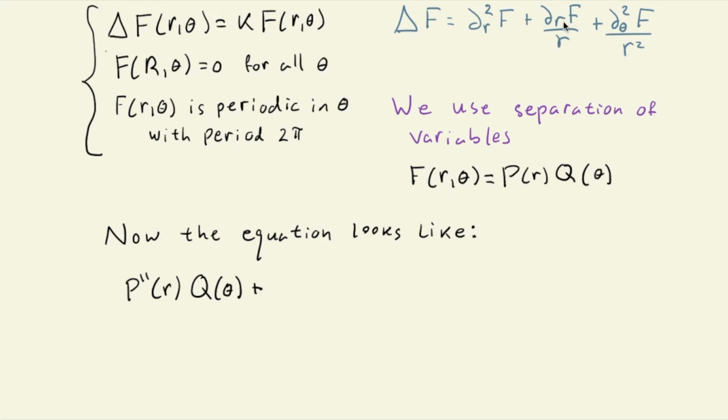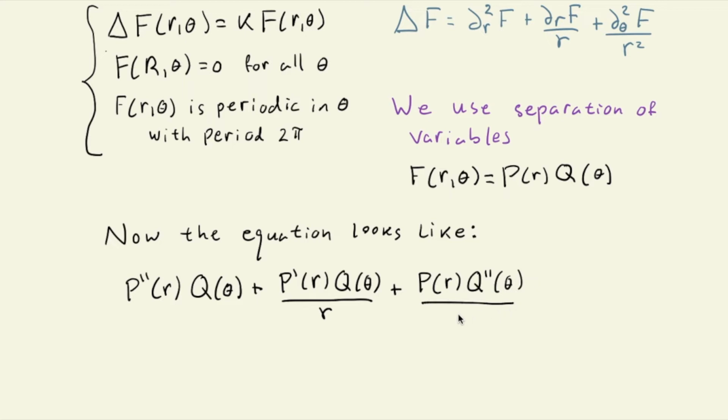plus first derivative in r divided by r. So we're going to take only the first derivative of p, don't take derivatives of q, divide by r, plus second derivative in theta now, divided by r squared. A second derivative in theta will take two derivatives of the q function. So p of r, q double prime of theta, divided by r squared. That has to be equal to k times f, which is p times q.